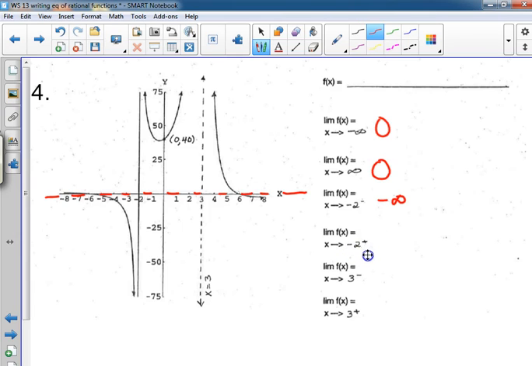-2 from the right. +3 from the left. And +3 from the right. Okay, so the fact that that was true tells me what? X minus 3 squared in the denominator. We good? Okay.